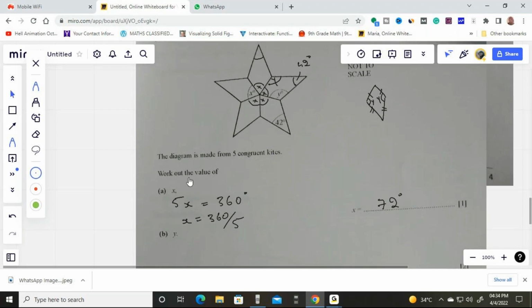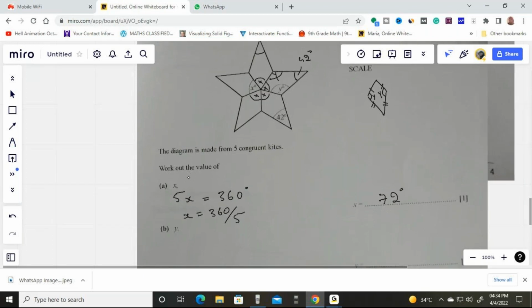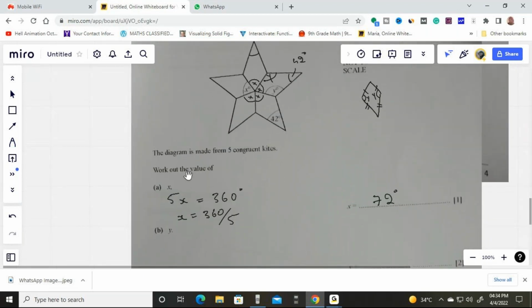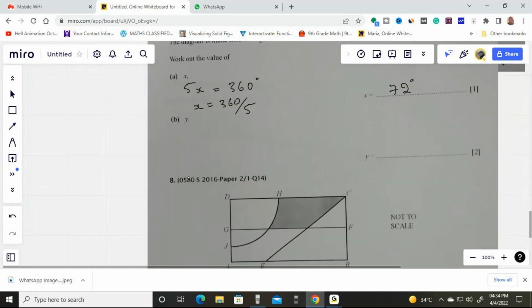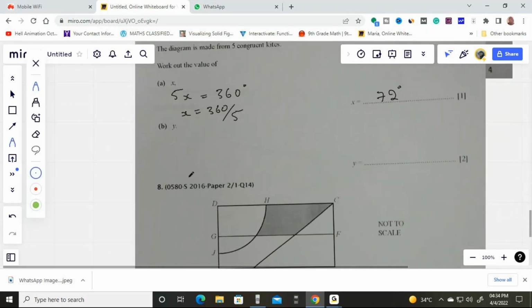So now x plus 2y plus 42 is equal to 360, because a kite is a quadrilateral, and the sum of the interior angles of a quadrilateral is always 360. You know that. So you just sum up all the 4 interior angles and equate them to 360. You're going to get your y now.